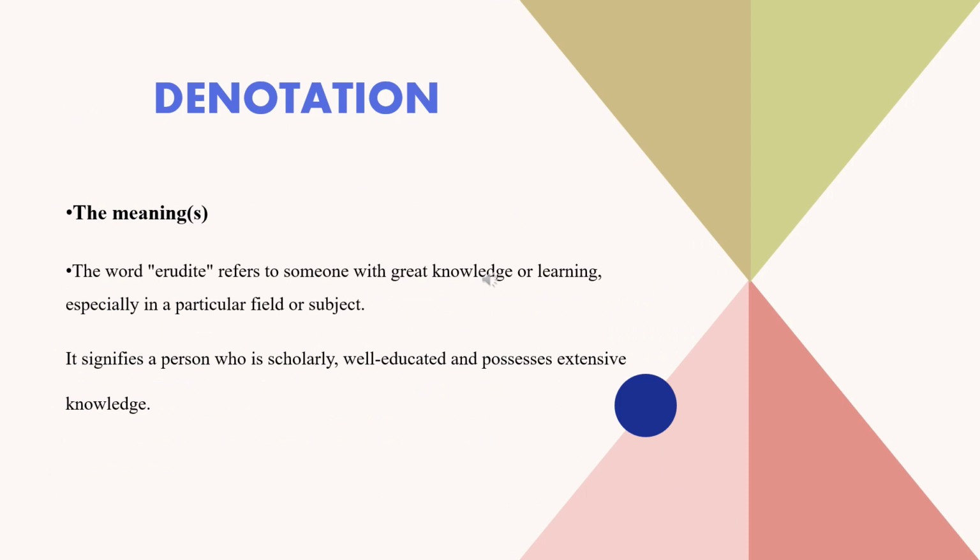So today we begin our analysis with denotation of the word. Denotation is the meaning of the word. The word erudite refers to someone with great knowledge or learning, especially in a particular field or subject. It signifies a person who is scholarly, well-educated, and possesses extensive knowledge.